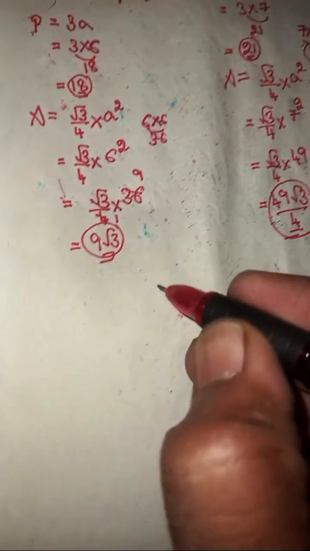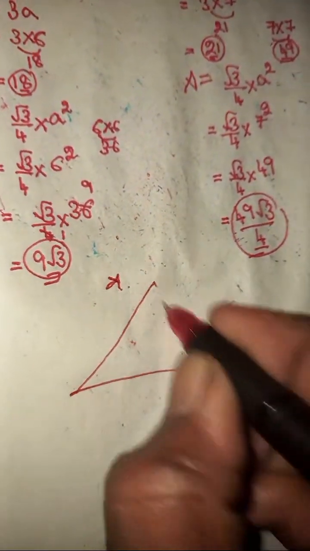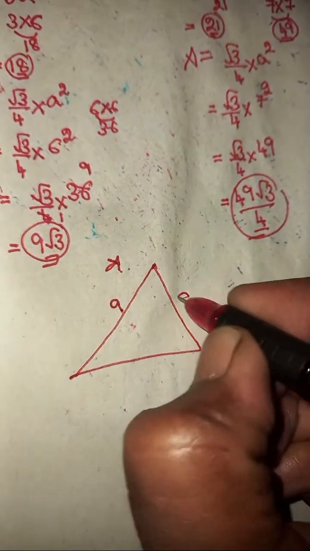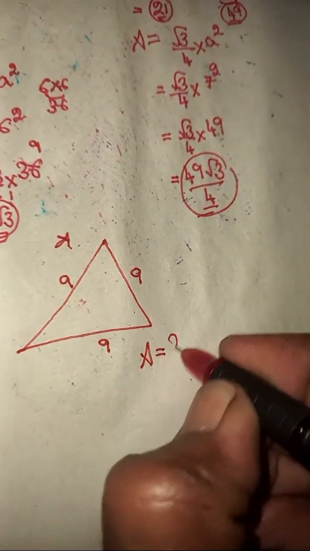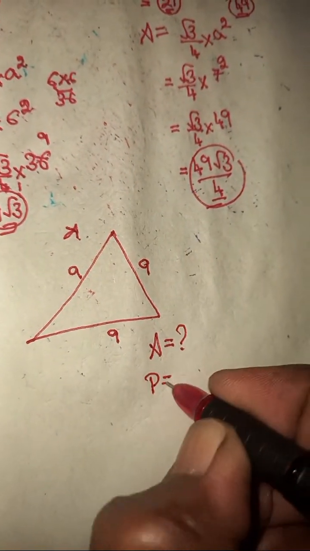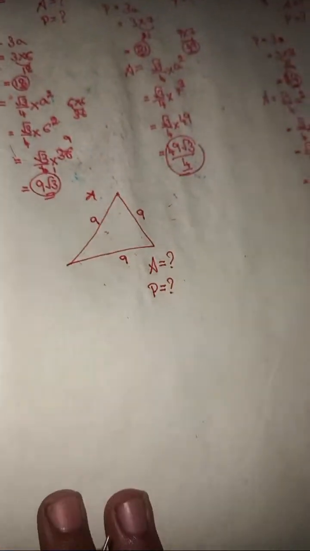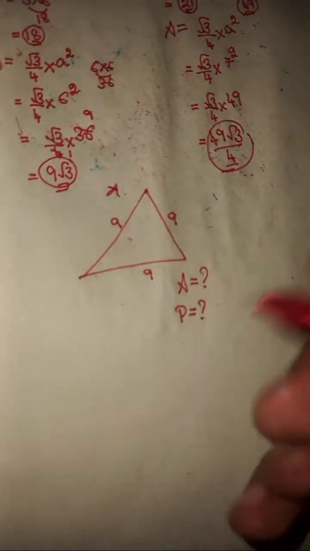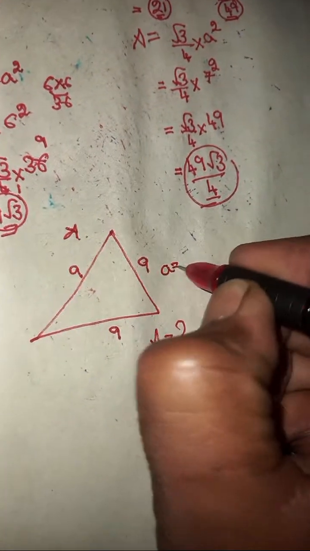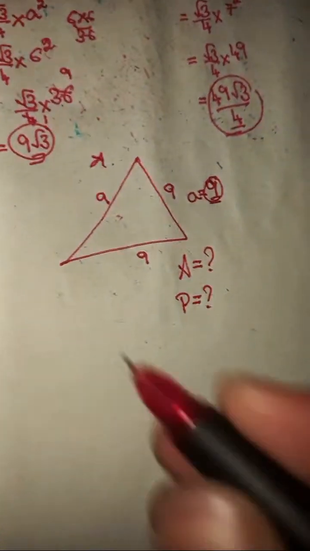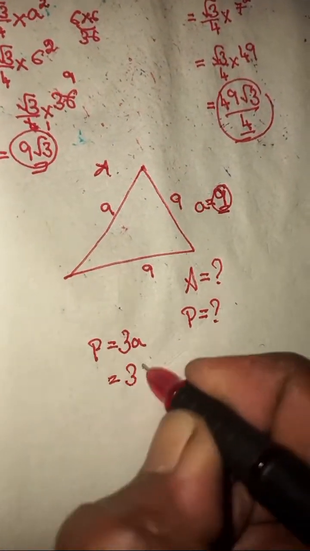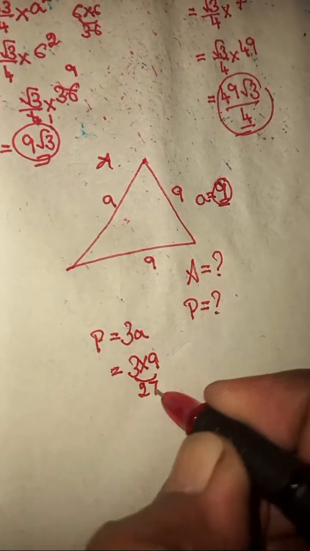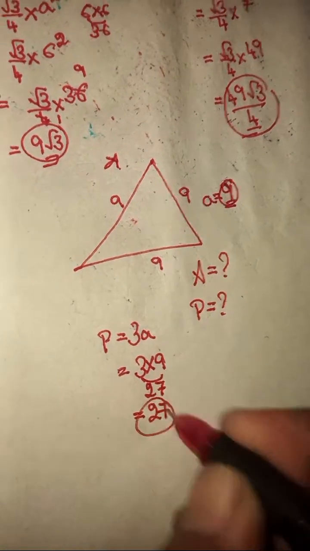Let's take one more triangle. In this triangle they have given that all sides are equal to 9 units. When all sides are 9 units in this equilateral triangle, you need to find out what's the area and what's the perimeter of this triangle. You can find the area and perimeter by taking the side length as 9 units. You're going to get perimeter as 3 times the side length. It is 3 times 9, which becomes 27 units.